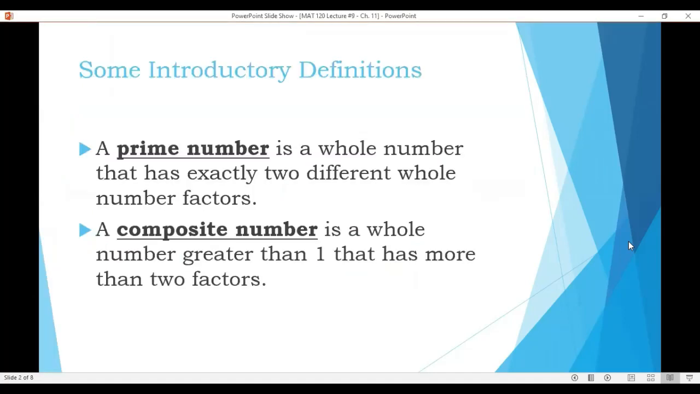First, let's put aside some important definitions and be comfortable with these right now, because we're going to keep on coming back with these words prime and composite. First, what is a prime number? A prime number is a whole number that has exactly two different whole number factors. That's one way to say it.